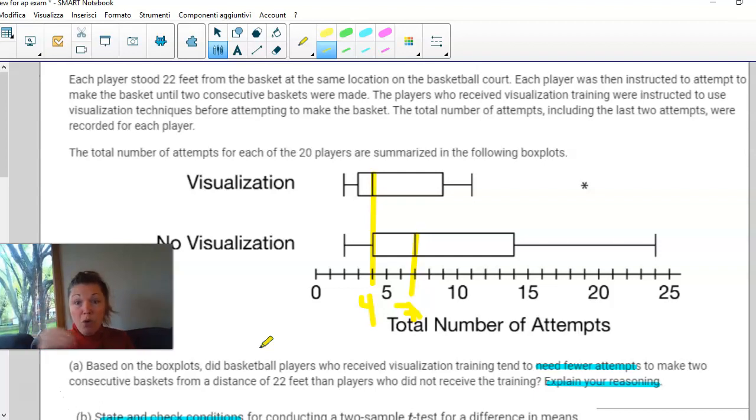Compared to, or which is less than would be better, which is less than the no visualization group. The median was 7, which means 50% of them needed to take 7 attempts or less than that in order to make 2 baskets in a row. Okay, so the median of the visualization group.